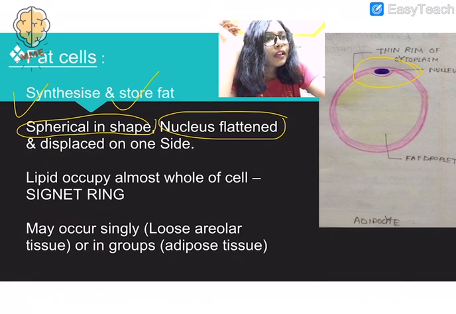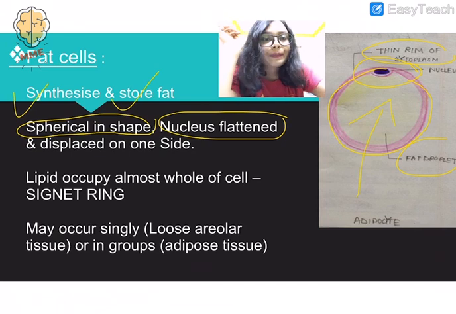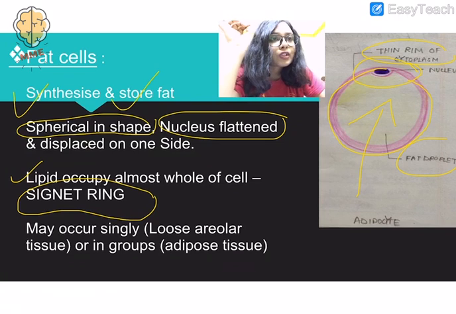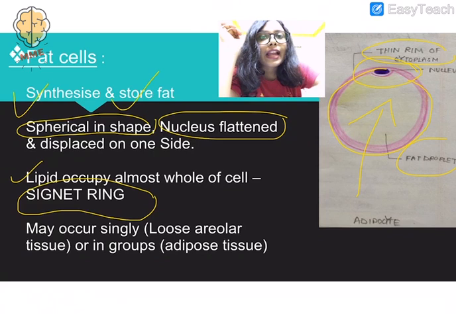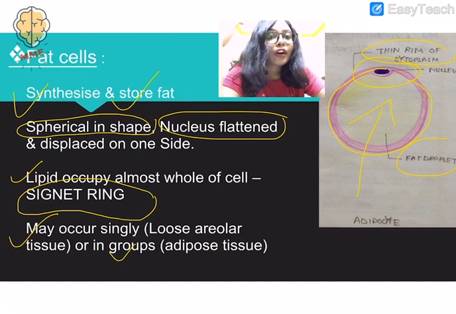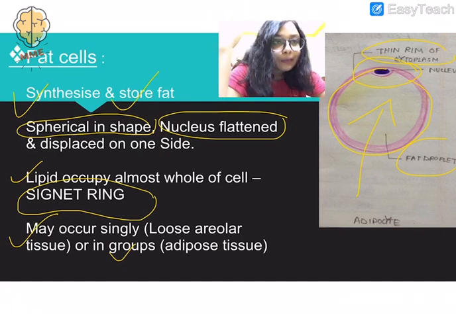A thin cytoplasmic rim will be seen, and the fat droplet will be empty. The lipid occupies almost the whole cell, and hence the appearance of a signet ring, because the cytoplasm has gone to the periphery. They may occur singly or in groups. If they occur singly, that is loose areolar tissue. If they occur in groups, then we call it adipose tissue.